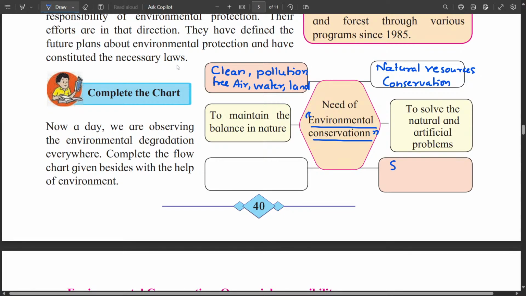Then environmental conservation should be done for sustainable development. And what do you mean by sustainable? Sustainable means the resources that we are using at present should be available for future generations. The environment should be the same for the future generations. And the last point is to protect biodiversity.